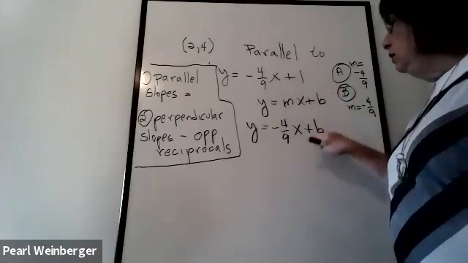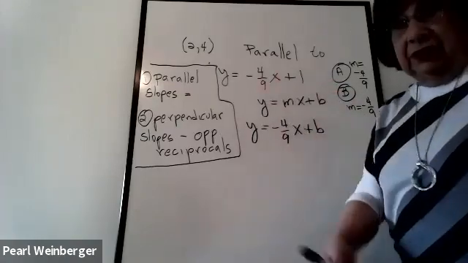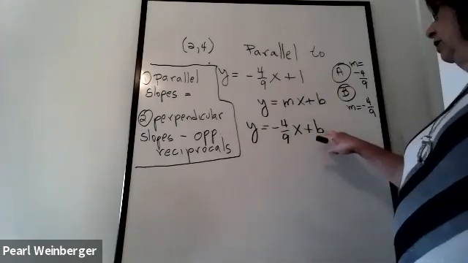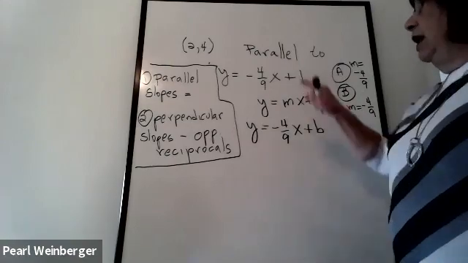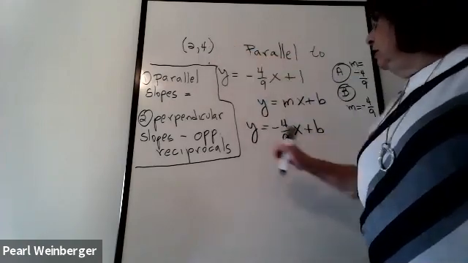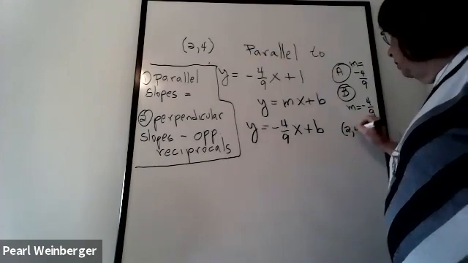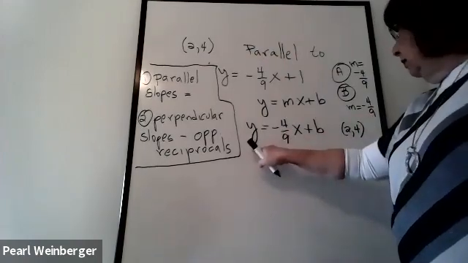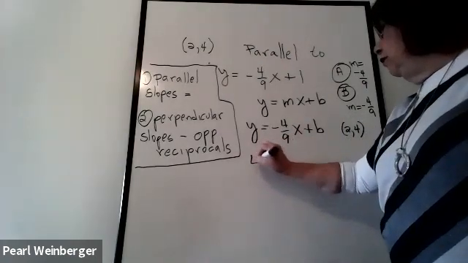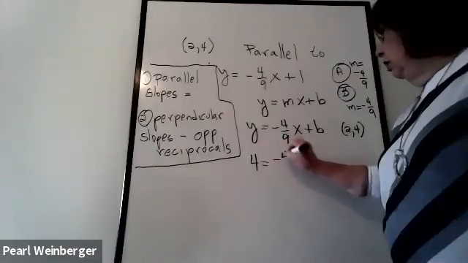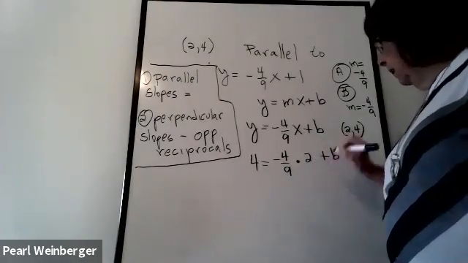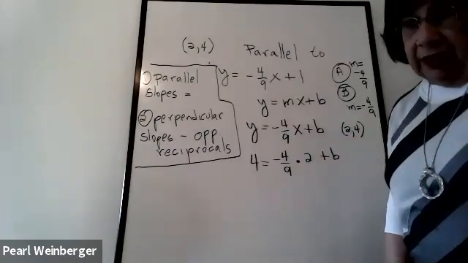What's going to be different is the y-intercept. They don't go through the same place, because if they go through the same place, they're the same line. They're not the same line. They are different lines. So we now have to figure out what the b is. And that's where knowing a point on the line helps us. Since I know that the point 2, 4 is on the line, I can stick in 2 for the x and 4 for the y. So this will give me 4 equals -4/9 times 2 plus b.